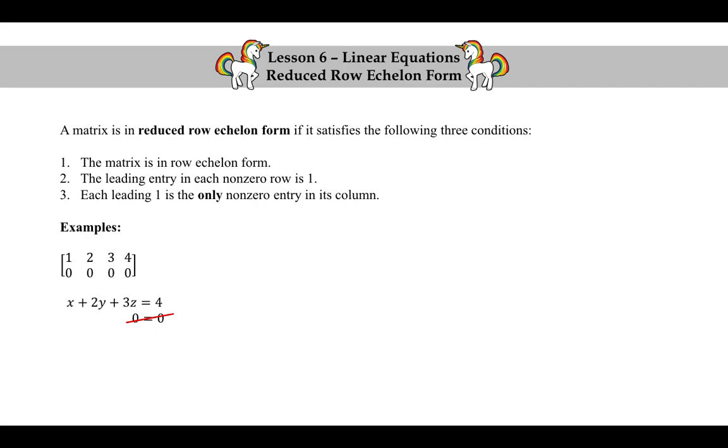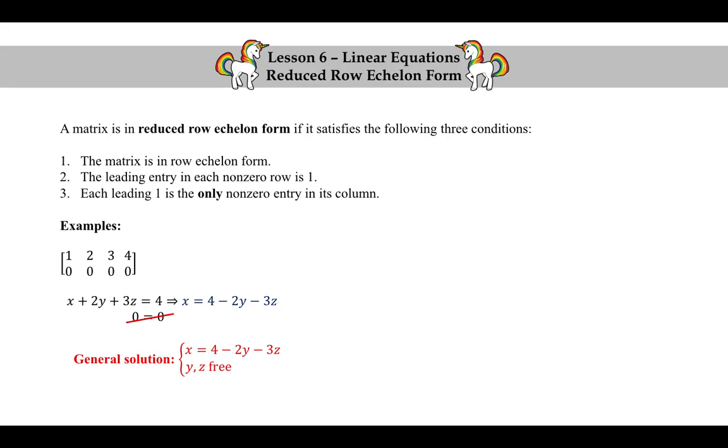For that first equation, we want to solve for the basic variable. In this case, the basic variable would be x, because x corresponds to the first column, and that's the only column with a leading entry. Y and z are free variables because the second and third columns do not have leading entries. So we go ahead and solve for x, giving us the general solution, x equals 4 minus 2y minus 3z, where y and z are free.